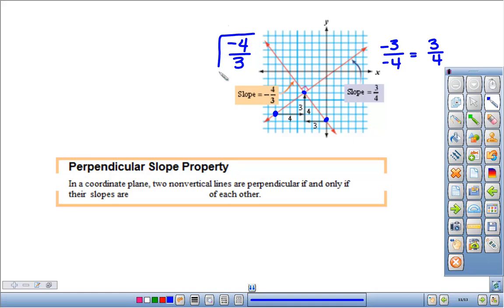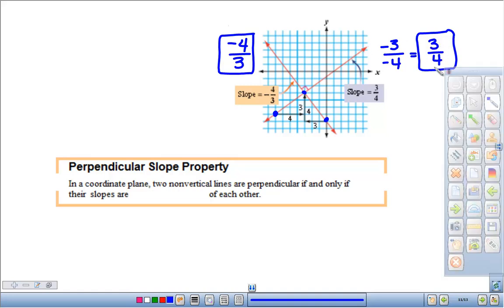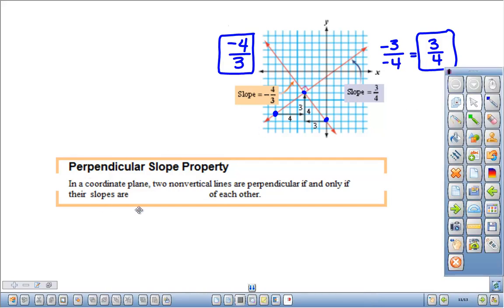So look at how these two compare to each other. They're the same numbers but reversed in the fraction. When you flip a fraction, that's called a reciprocal. So this one is a negative 4/3 and this one is a positive 3/4. So we've changed the sign and flipped the fraction. Your perpendicular slope property says that in a coordinate plane, two non-vertical lines are perpendicular if and only if their slopes are negative reciprocals of each other.